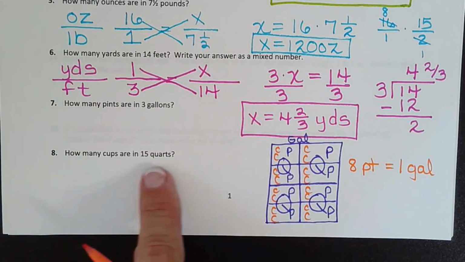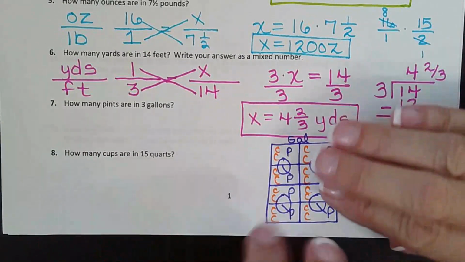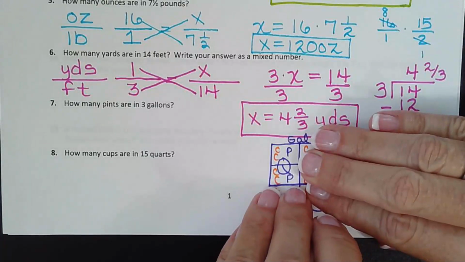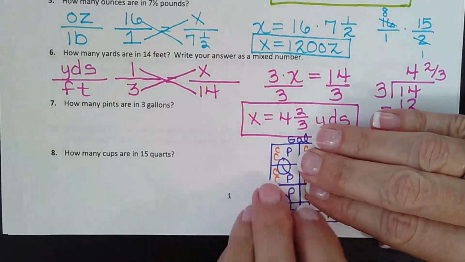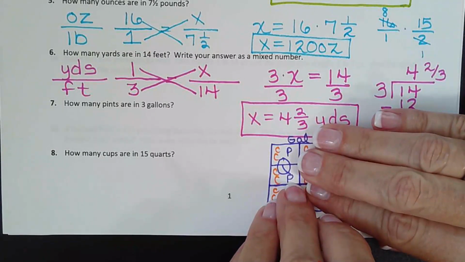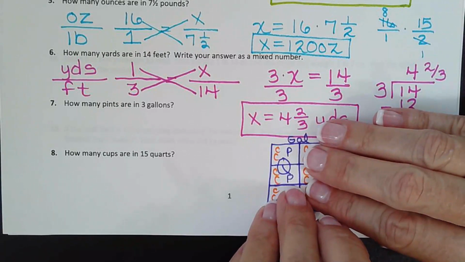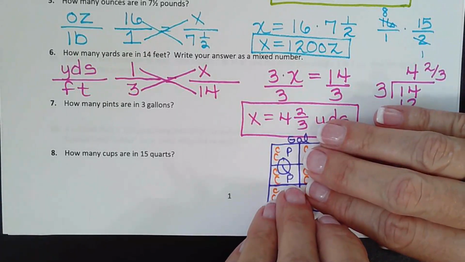Let's go ahead and do the next one too. Get it ready. Cups and quarts. So here's a quart. How many cups are in the quart? 1, 2, 3, 4. So I can see 4 cups are in a quart. Do I remember that stuff in real life? Heck no. But the minute I get this picture drawn, piece of cake.